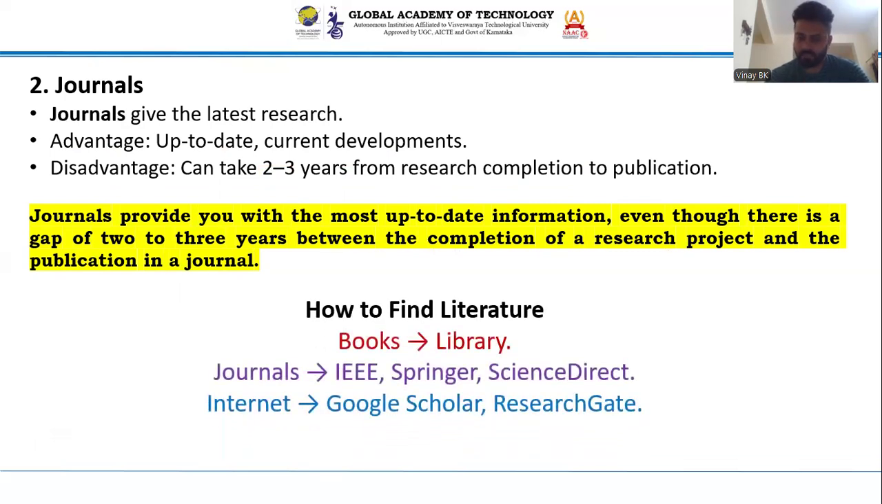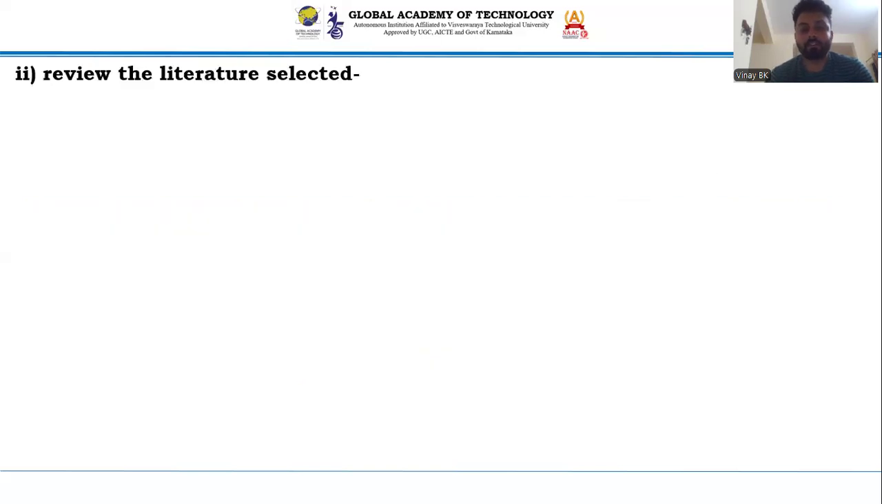How to find the literature? Books you find in the library, journals you find in IEEE, Springer, ScienceDirect. If you're using a search engine, you can go for Google Scholar, ResearchGate. These are all ways of finding literature.